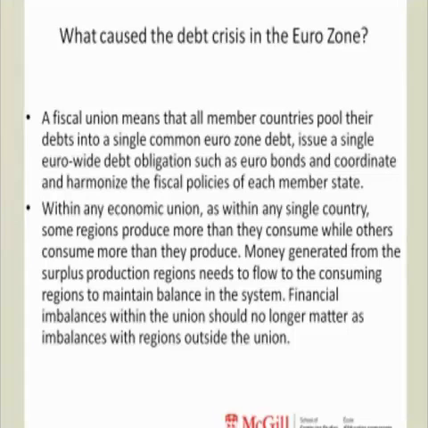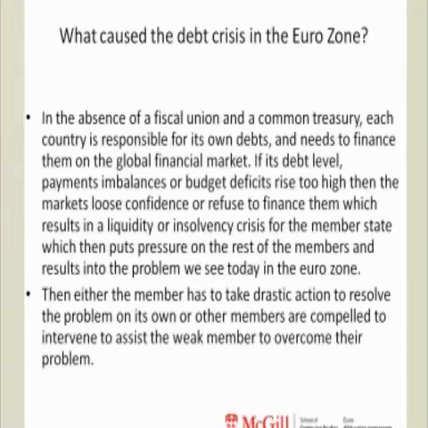Within any economic union, as within any single country, some regions produce more than they consume, while others consume more than they produce. Money generated in the surplus regions flows into the consuming regions to help finance their purchases and maintain a balance in the whole system. So financial imbalances within the union should no longer matter as imbalances with countries outside a single union matter. Now, moving on to the next slide.